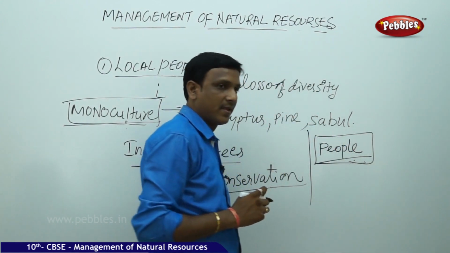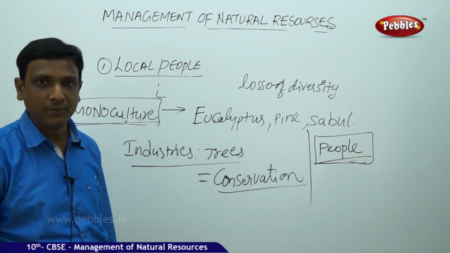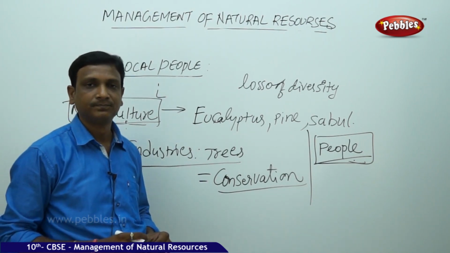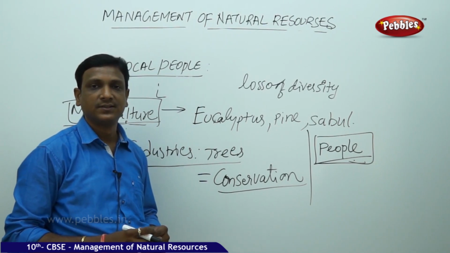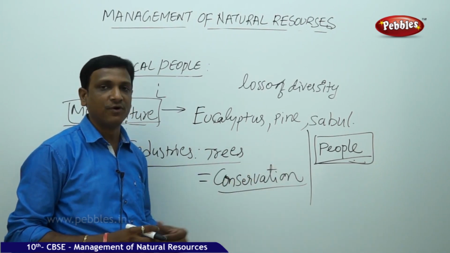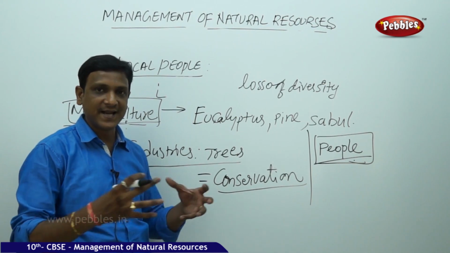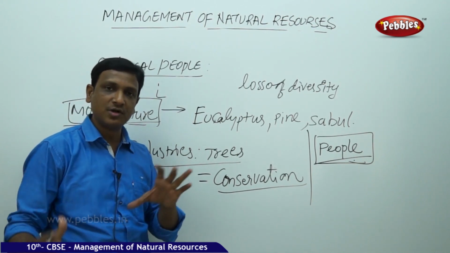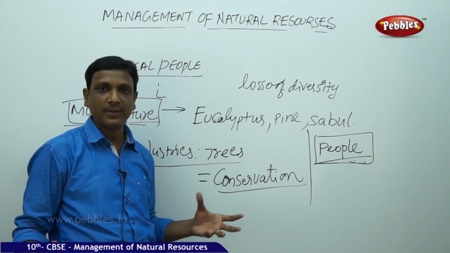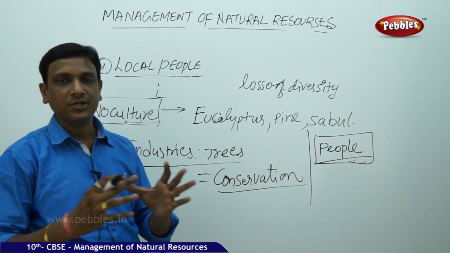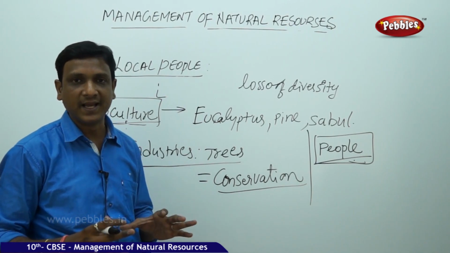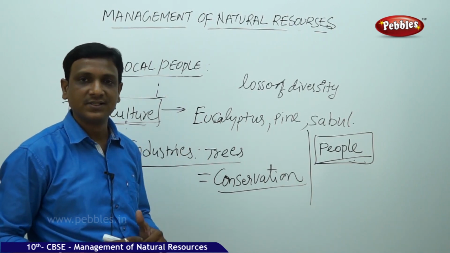But are these local people not part of the forest? If those people are not there, what happens to the forest? The people are part of the forest. When they are interacting with the forest, people are also a natural part of it. When the local people interact with it, the forest products can be properly utilized, and at the same time the diversity in the forest is maintained.